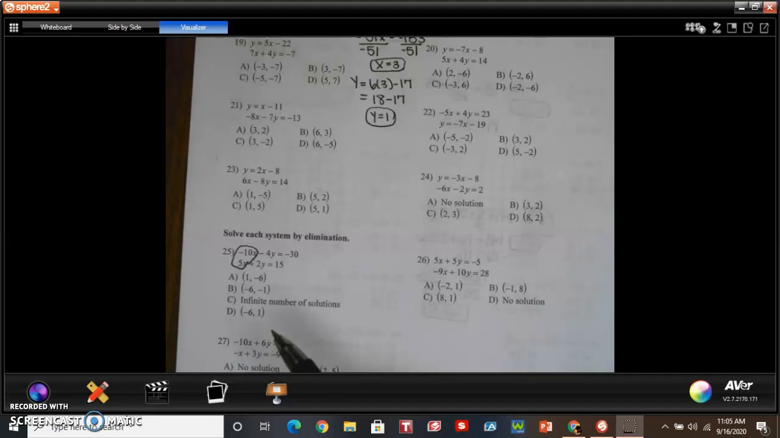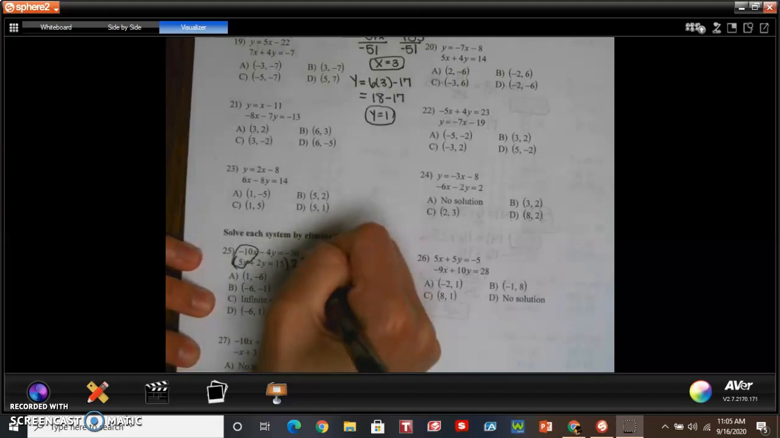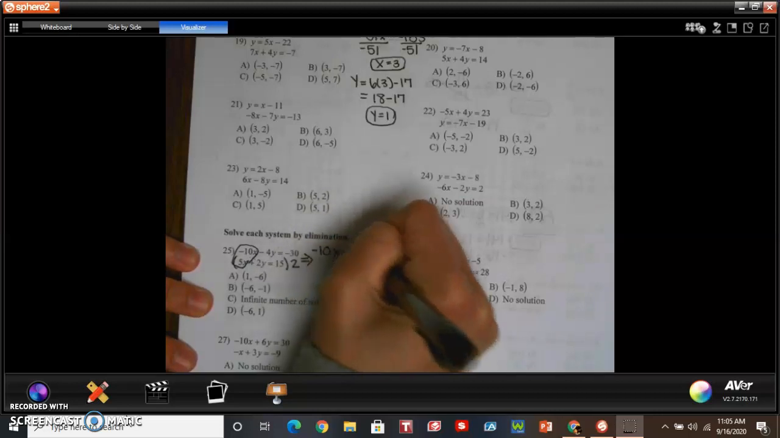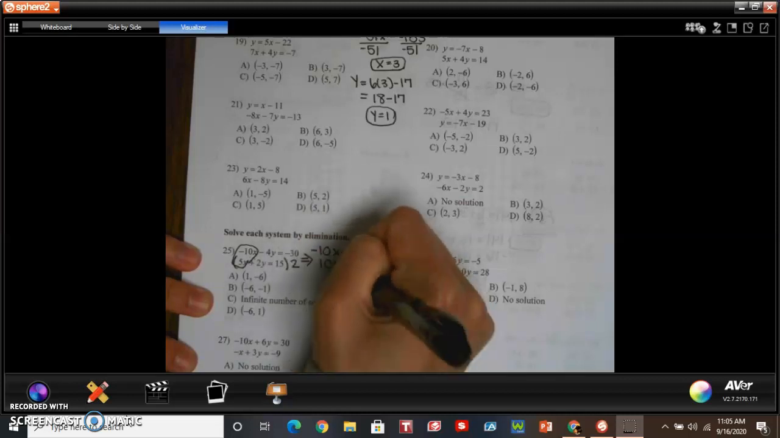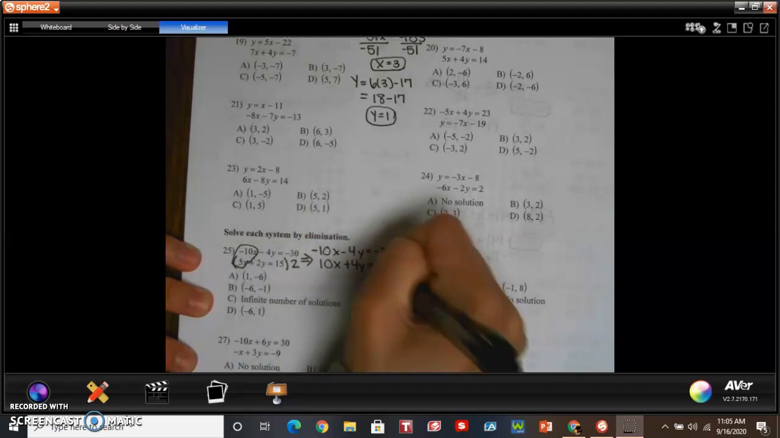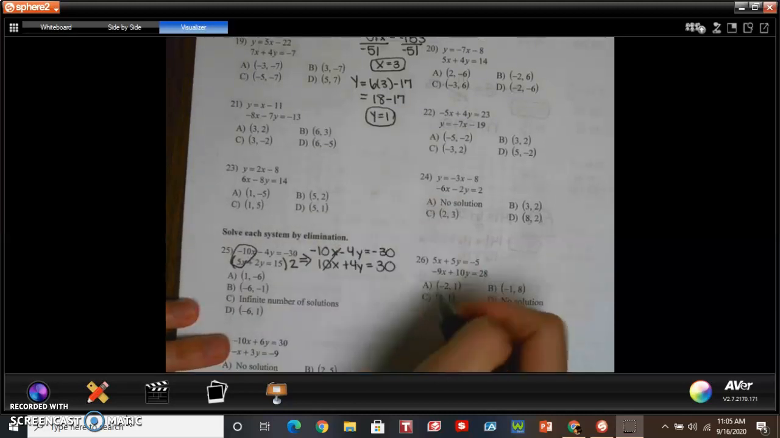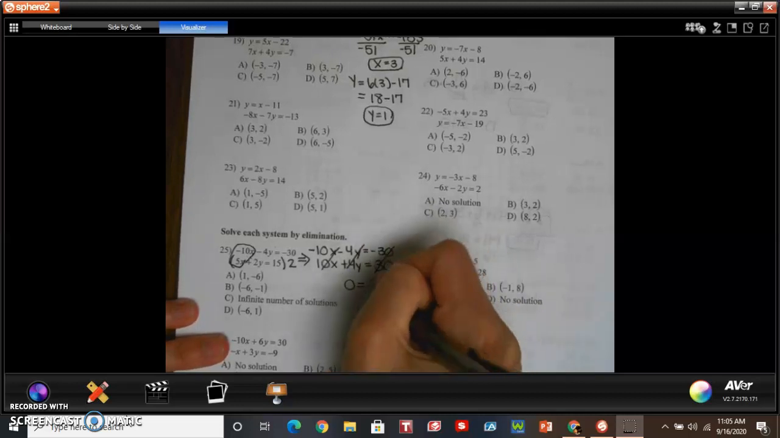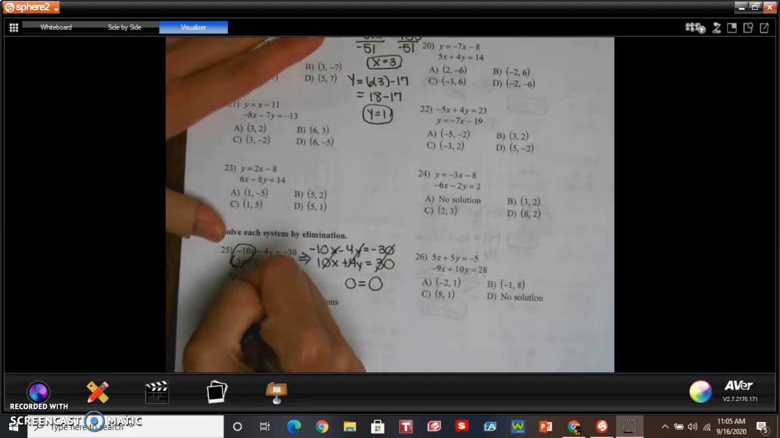Well, how do we do that? To turn 5 into 10, we multiply by 2. Whatever you do to that number, you're going to do to the entire equation. So here we go. We still have negative 10x minus 4y equals negative 30 on top. On the bottom, we now have 10x plus 4y equals positive 30. Ooh, I noticed something. You notice how not only do these cancel out, but these also cancel out, leaving us with 0 equals 0. Well, when it's 0 equals 0, that means we have infinitely many solutions.